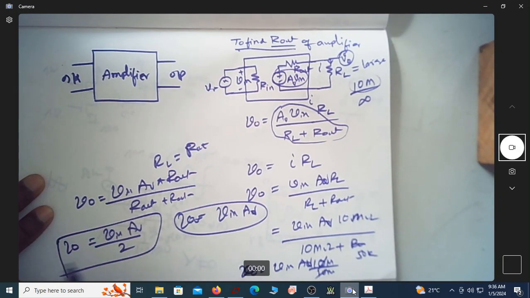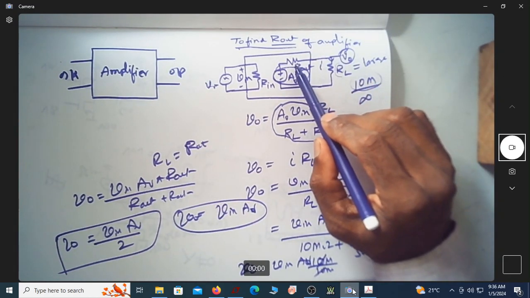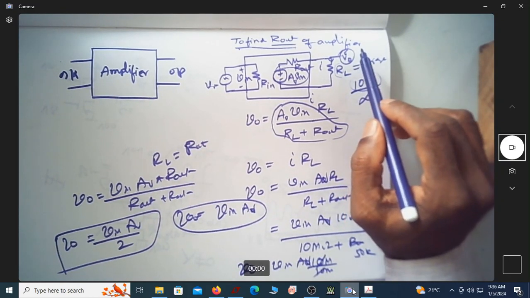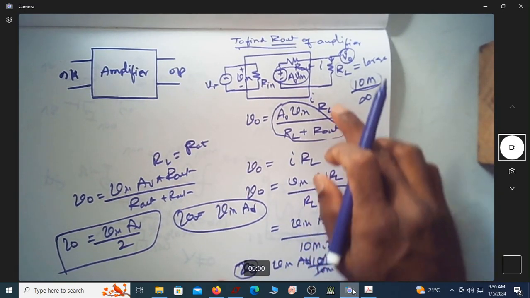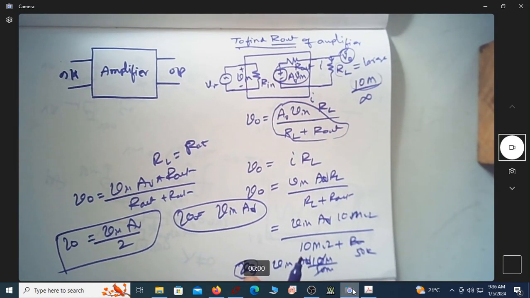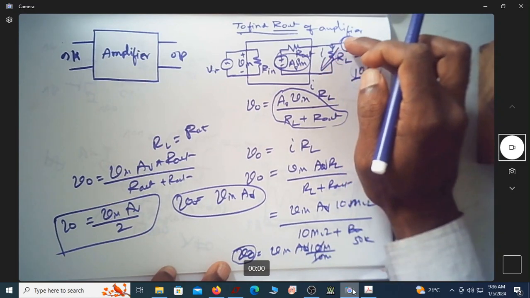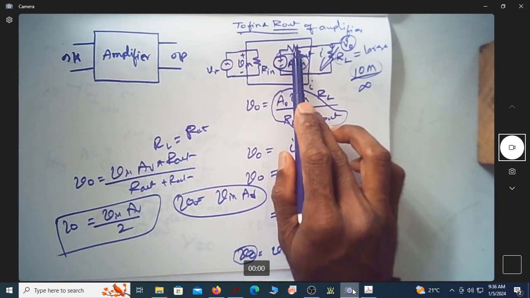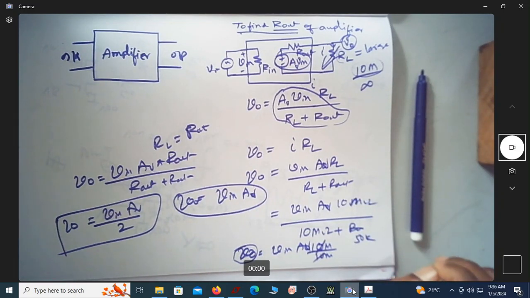That is, if this resistance becomes equal to the output resistance of the amplifier, the output voltage will be half of the maximum voltage. Here you can see there was a maximum voltage available when the load was maximum, like when the load is open circuit. Now when you keep reducing the resistance, this voltage V naught keeps reducing. So when this resistance becomes equal to this resistance, this will be equal to half of the previous value. That's what we are trying to do now.